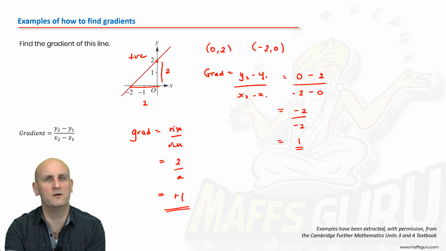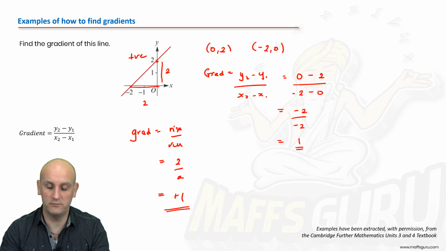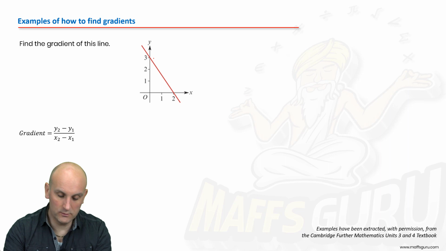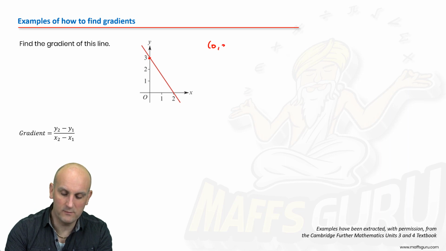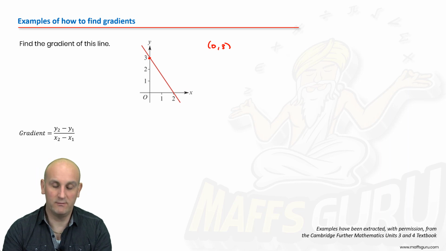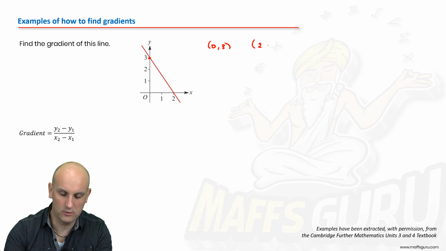It does all the hard work for me, so long as I can subtract the numbers in the right order. What about this one here? Well, let's do the points again. So I've got 0, 3, and funnily enough, people make the biggest mistakes here by putting the coordinates the wrong way around. Remember, it's x followed by y. And this one here is 2, 0.